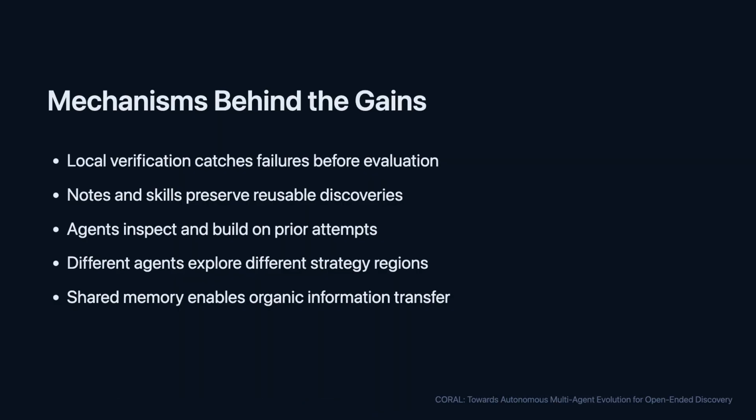Why does this work? The paper's analysis points to 3 mechanisms. First, agents often run local tests before spending an official evaluation, catching bugs early. Second, shared notes and skills become especially valuable on advanced tasks where reusable insights accumulate over time. Third, multi-agent runs transfer information across agents. On kernel engineering, many new records came from one agent building on another agent's code. On polyominoes, transfer happened more through shared notes and skills.